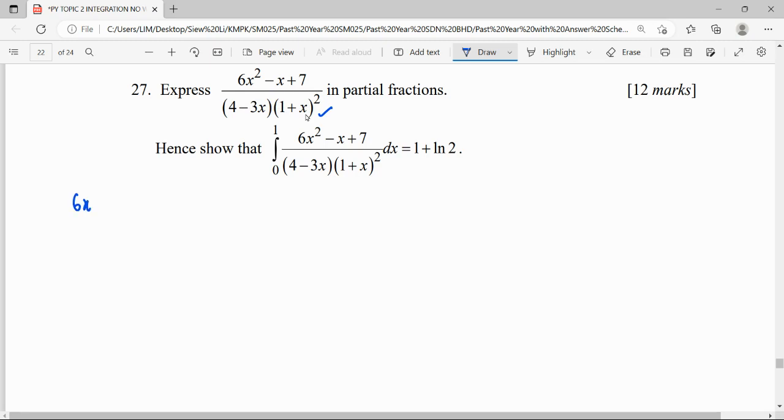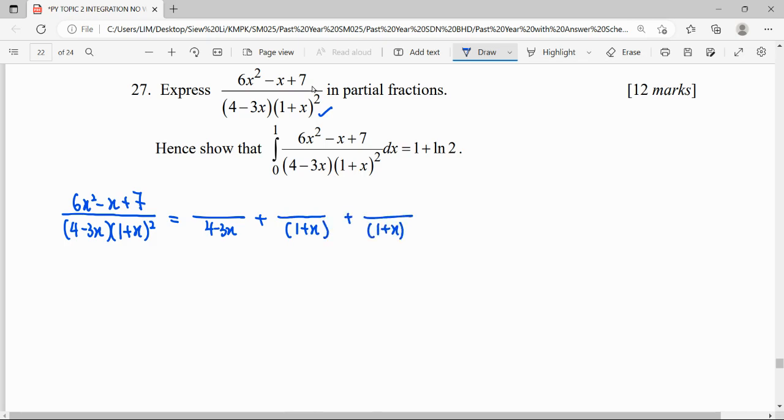Third, we're going to express it. We split up according to the factors of the denominator. So as we can see, we have a linear factor, which is 4 minus 3x. Then we have a repeating factor, where this 1 plus x squared is repeated twice. So the first time is 1 plus x, another time will be 1 plus x squared. Then we identify our constants. As we have a linear denominator, up here will be a constant. This is also a linear factor, so up here will be a constant. This is a linear factor too, so up here is a constant.